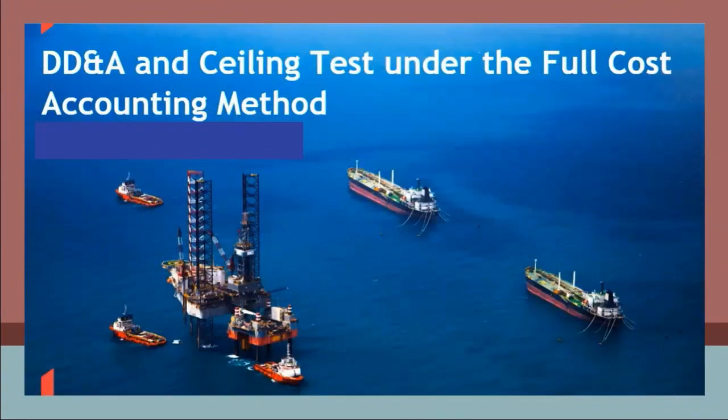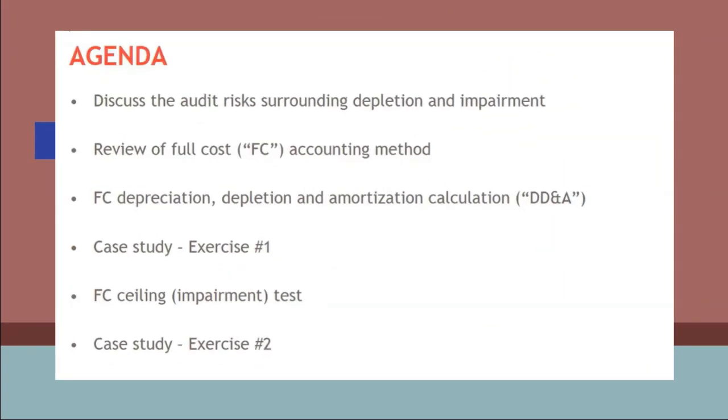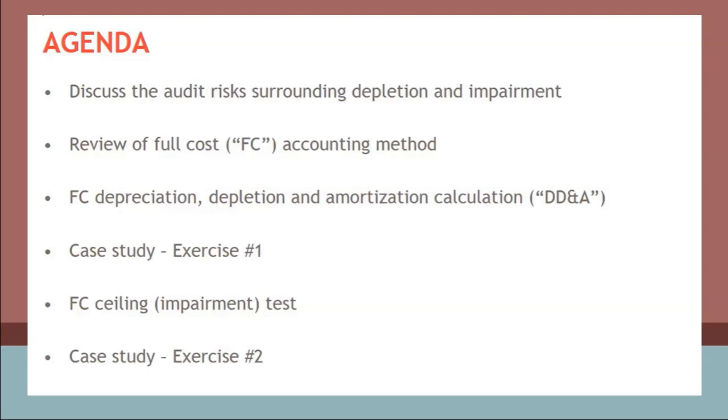So to get started, let's talk through the agenda. We're going to discuss the audit risks surrounding depletion and impairment, and then we're going to do a high-level review of the full cost accounting method and the implications that affect the depletion and impairment calcs. Then we're going to do a bit of a deep dive into depletion and all the different components of the calculation.